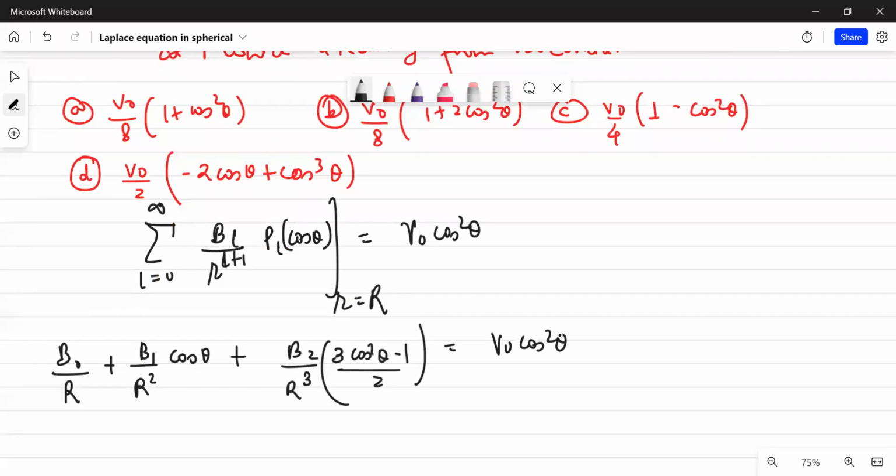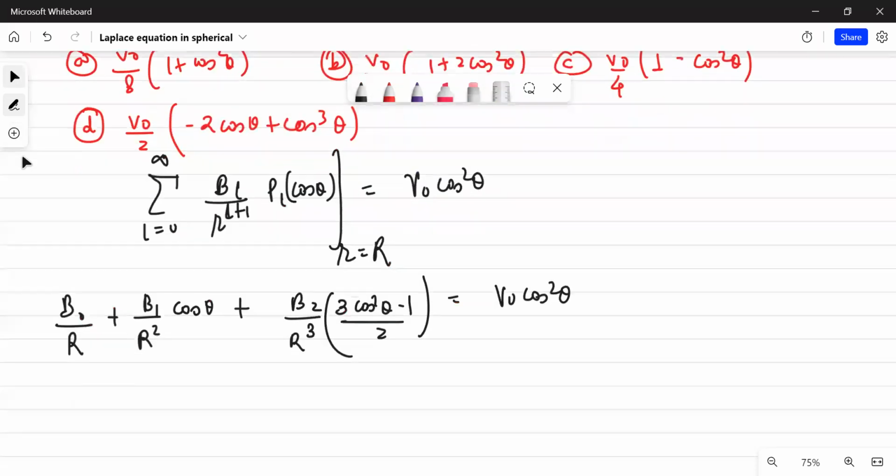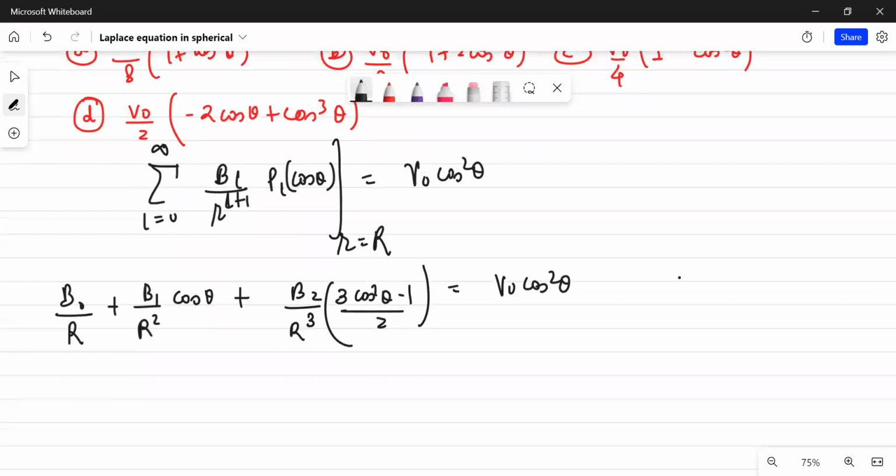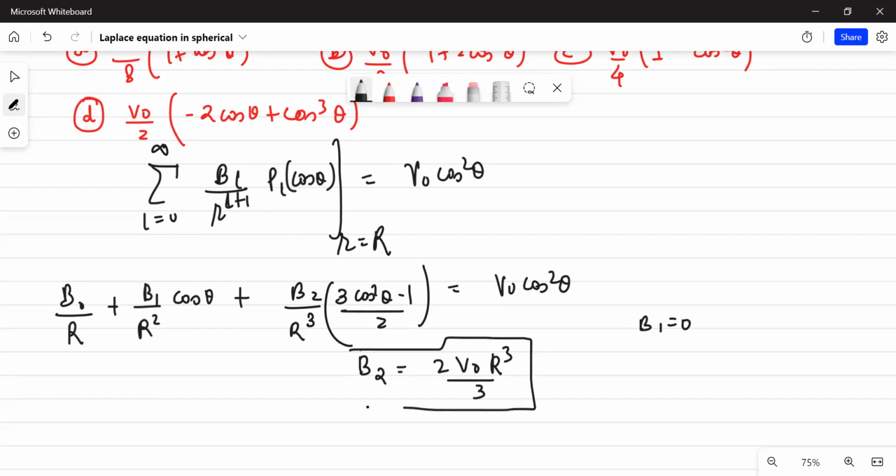So all you know is that you will have a constant term and B1 would be 0 for sure. And here you can find that your B2 would be 2 V naught R cube upon 3. And once you know your B2, you can also know your B naught, because B naught would be equal to B2 upon 2R square.